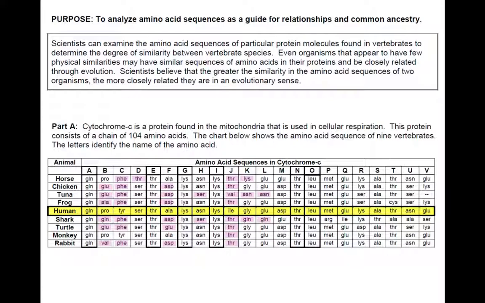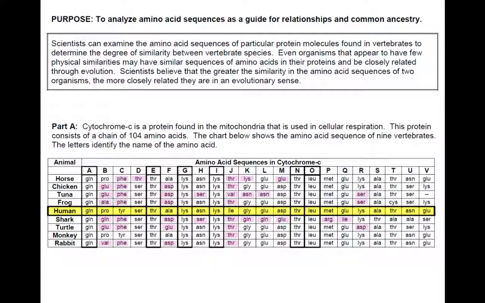And in column L, the only differences are in the tuna and the shark. Column M has differences in the horse and the shark. And column N and column O don't have any differences at all, so we can skip over them and go straight to column P, where the only difference is in the shark. Likewise, in column Q, the only difference is in the shark.